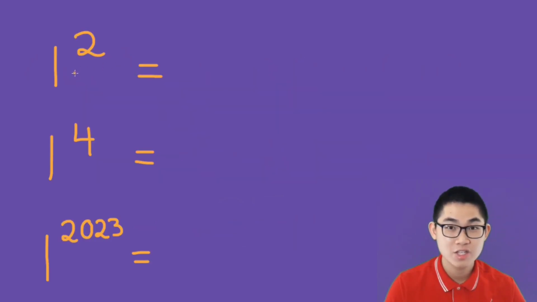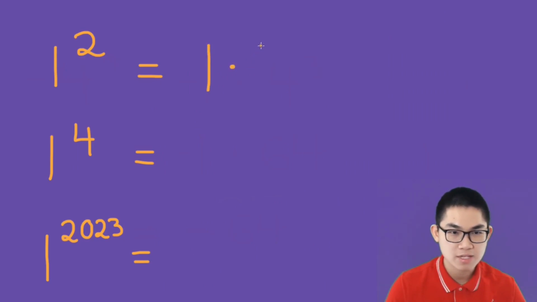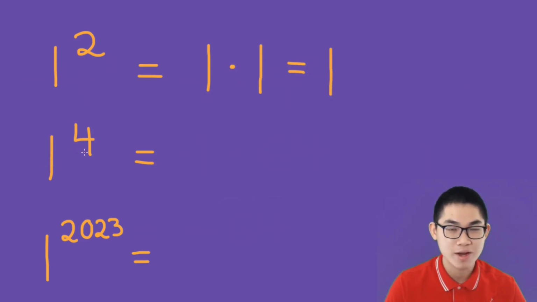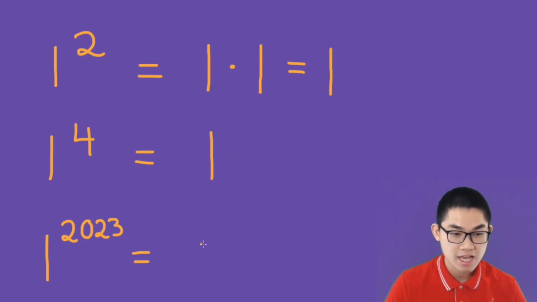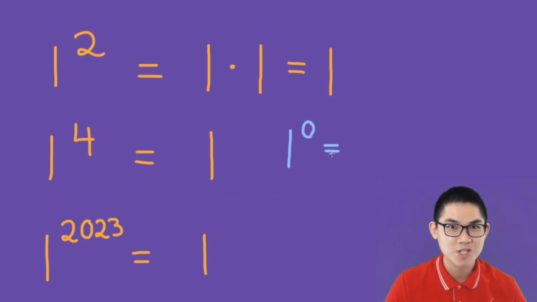What is 1 to the power of 2? 1 to the power of 2 is the same as 1 times 1, which gives you 1. And 1 to the power of 4 is 1 times 1 times 1 times 1, right? And so it's just 1 times itself 4 times, and that will also give you 1. So whenever you have 1 to the power of any number, you will always get 1. So 1 to the power of 2023 is also going to be 1. What is 1 to the power of 0? That's also going to be 1.